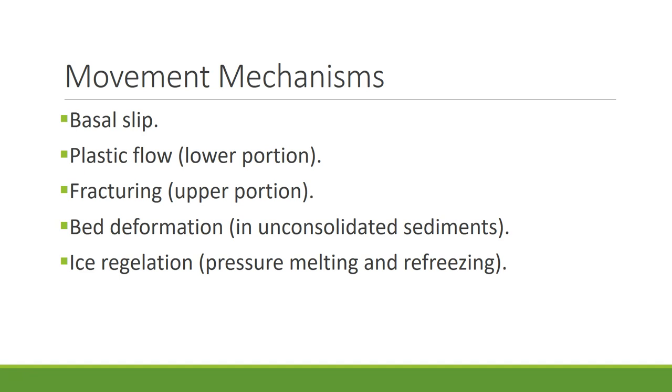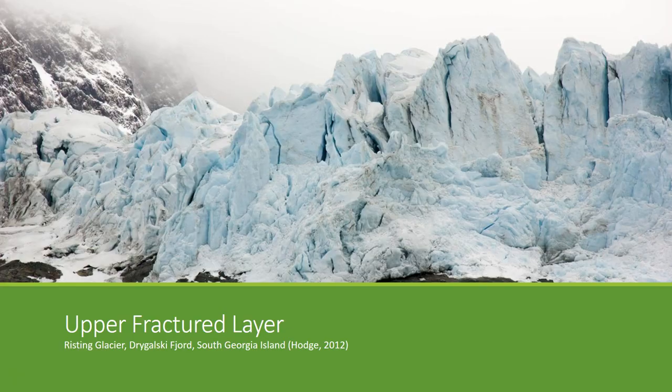Highly fractured bedrock, for example, will not facilitate basal slip, as its high permeability allows water below the glacier to drain, rather than forming a thin layer at the base of the ice. Unconsolidated sediments will behave similarly. Other movement mechanisms include plastic flow, movement by fracturing, bed deformation in unconsolidated sediments, and ice regelation.